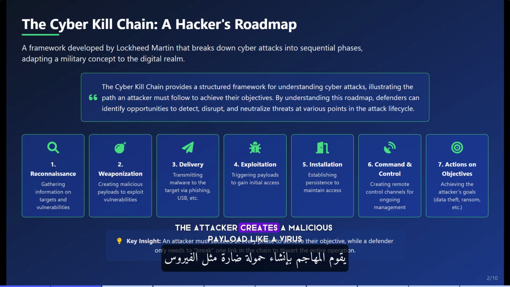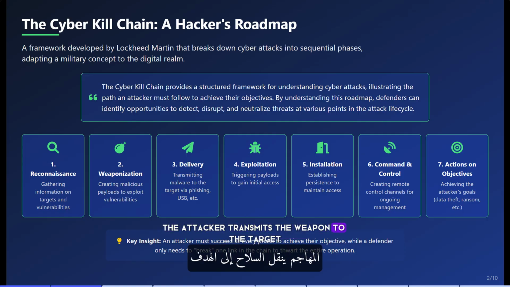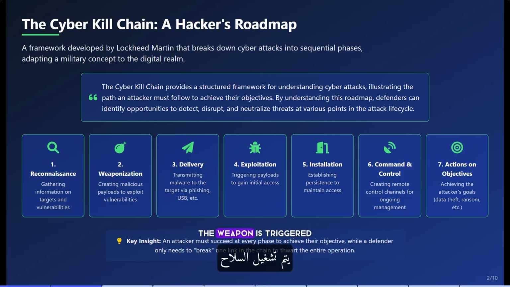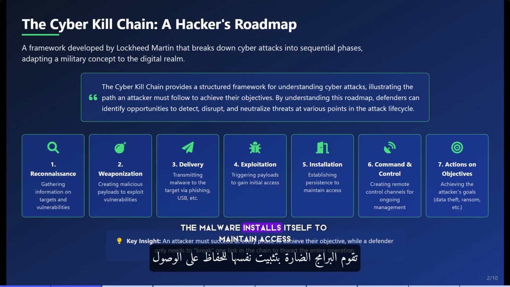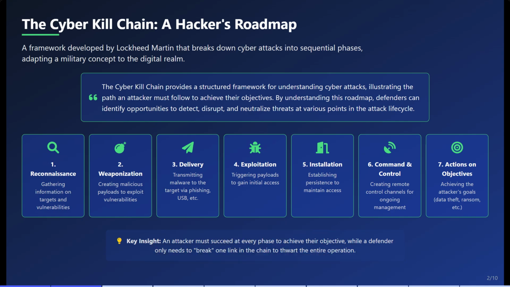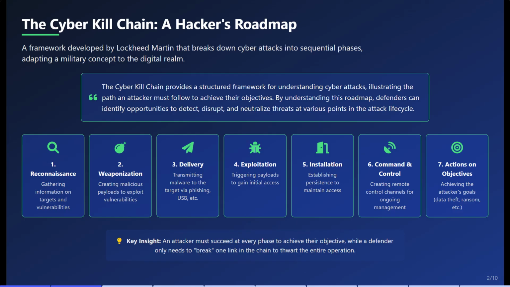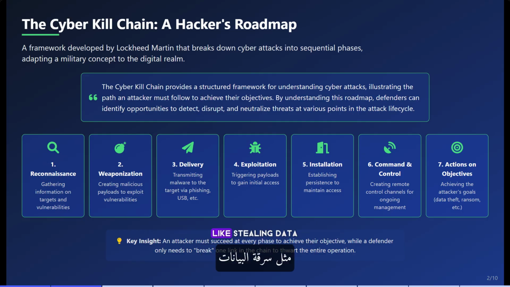Weaponization, the attacker creates a malicious payload, like a virus-infected file. Delivery, the attacker transmits the weapon to the target, perhaps via a phishing email. Exploitation, the weapon is triggered, exploiting a vulnerability to execute code. Installation, the malware installs itself to maintain access. Command and control, C2, the malware creates a channel for the attacker to control the system remotely. Actions on objectives, the attacker finally achieves their goal, like stealing data.